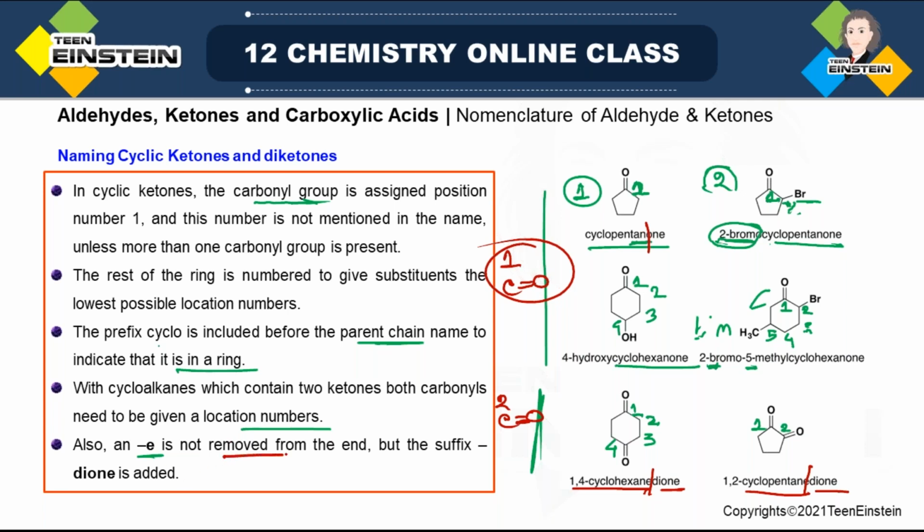So in this case, the E is not removed from the end, and the suffix dione is added. So this is the difference. These 2 points cover the rules for cyclic compounds as well as diketones. Fine.